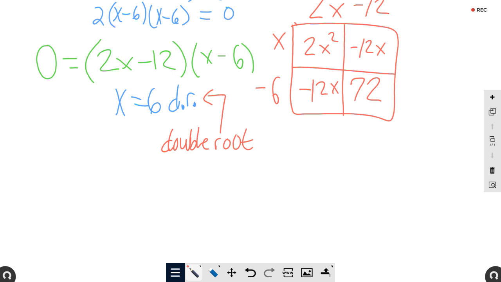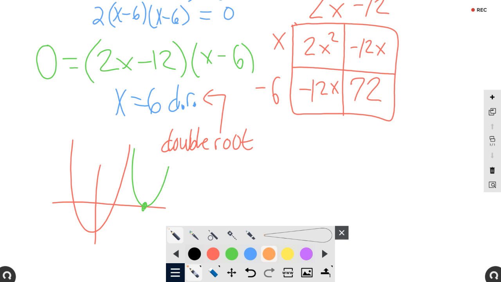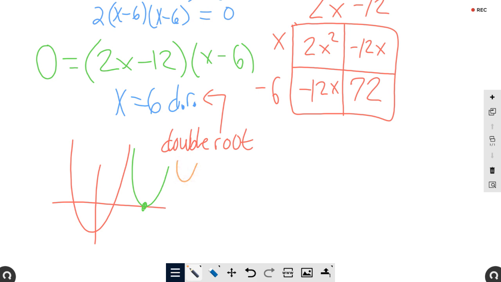How many times did that happen? Two times. I'm going to say x equals 6. What does DR stand for? I'm going to write it down. Double root. Guys, how many times is that going to touch the x-axis? Once. So when we factor, remember, how many times can a quadratic touch the x-axis?